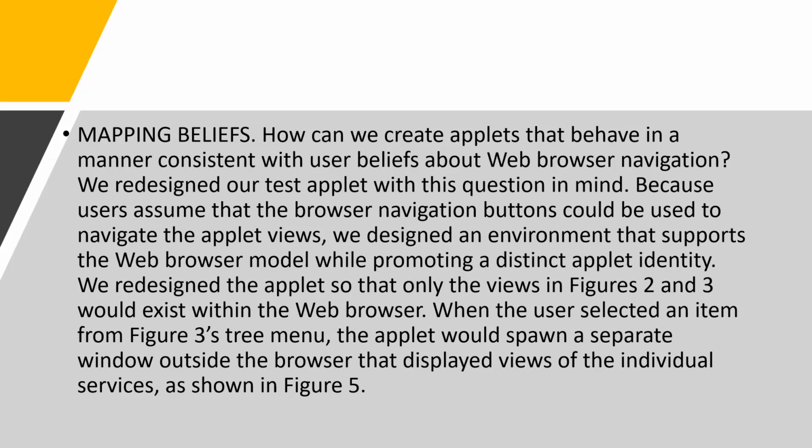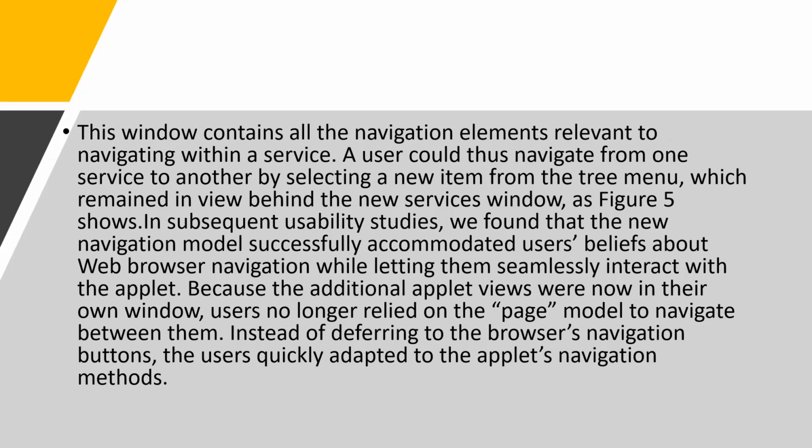When the user selected an item from figure 3's menu, the applet would spawn a separate window outside the browser that displayed views of the individual services shown in figure 5. This window contains all the navigation elements relevant to navigating within a service. A user could thus navigate from one service to another by selecting a new item from the tree menu, which remained in view behind the new services window.